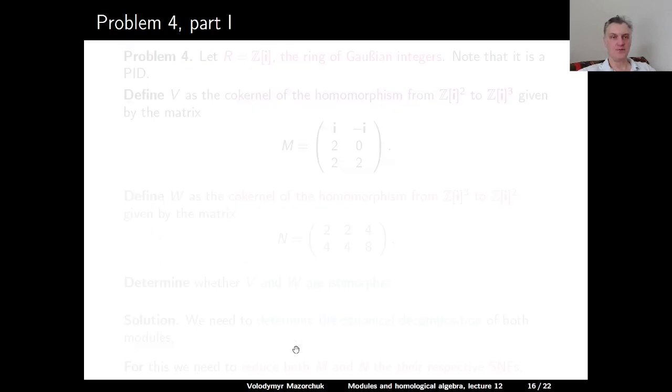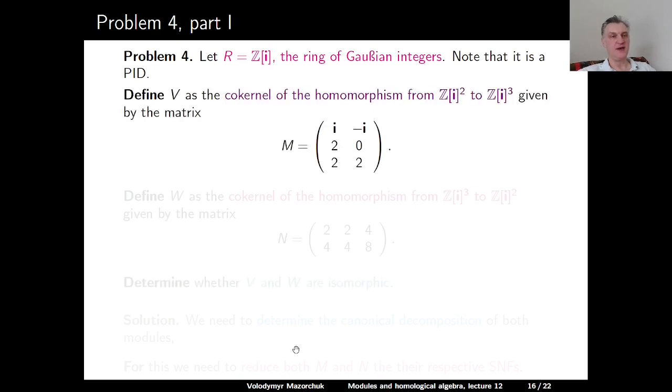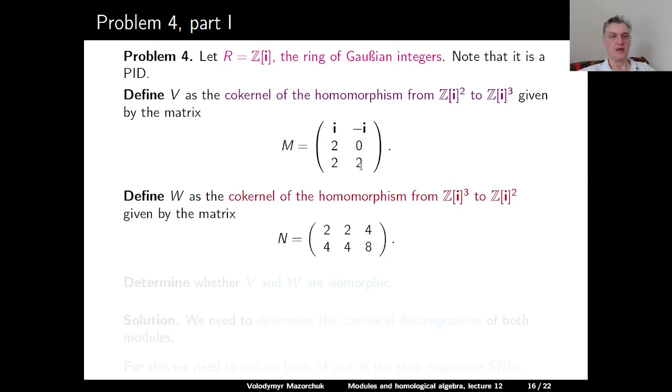And finally, problem 4. Let R be the ring of Gaussian integers. Note that this ring is a principal ideal domain. Define the module V over R as the cokernel of the homomorphism from the free module of rank 2 to the free module of rank 3, given by the matrix i, minus i, 2, 0, 2, 2. Define W as the cokernel of the homomorphism from the free module of rank 3 to the free module of rank 2, given by the matrix 2, 2, 4, 4, 4, 8. Determine whether V and W are isomorphic.